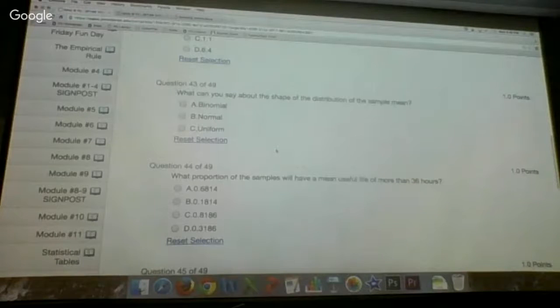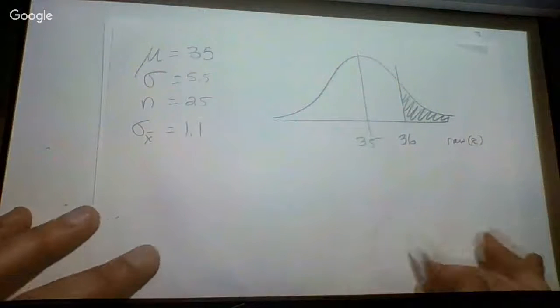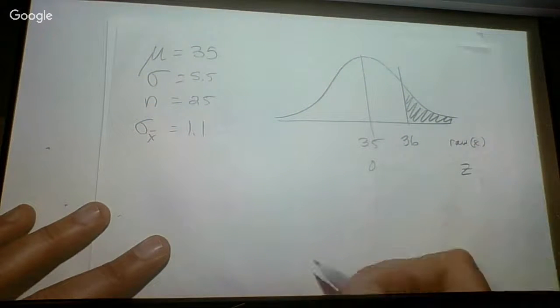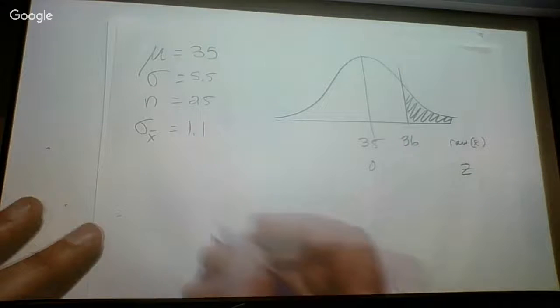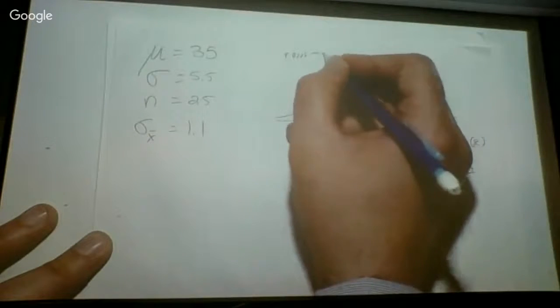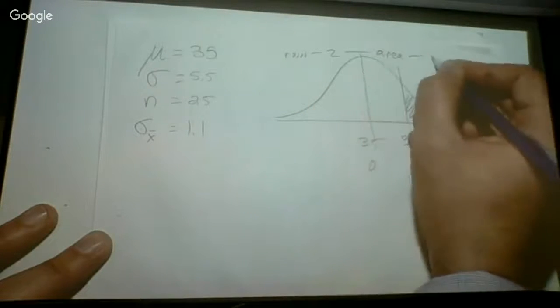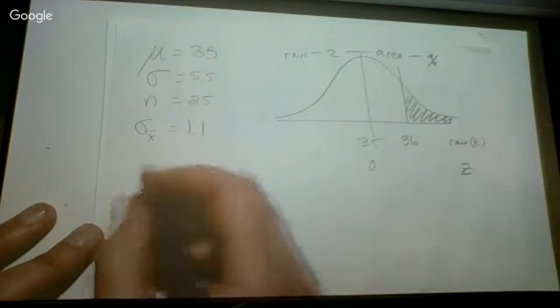But question number 44 says, what proportion of samples will have a mean useful life of more than 36 hours? $35 is the raw score mean. We got to do greater than 36. Z-score for the mean is always 0, and yes, I'm sure. I go from a raw score to a Z-score to an area to a proportion percent.